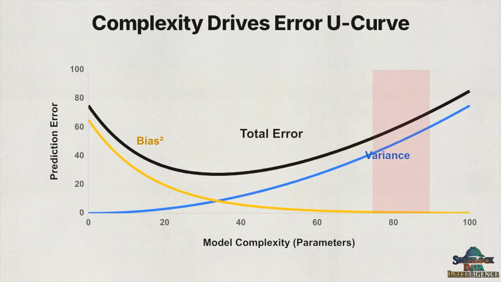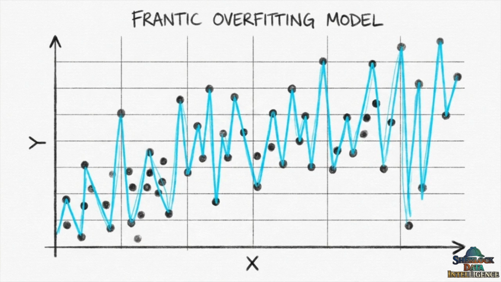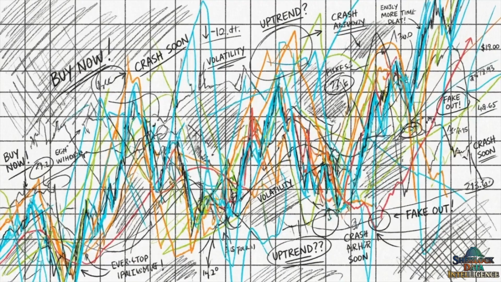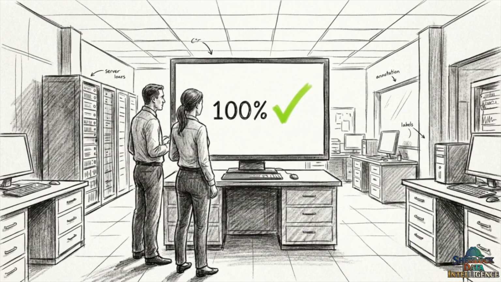So what happens if we scale our model from 2 parameters all the way up to 100? Which error drops and which one spikes? By adding all those parameters, the bias goes down, but the variance explodes. Pushing complexity past the bottom of that U-curve, the sweet spot, guarantees the model will fail in the real world, even if it looks perfect during training.